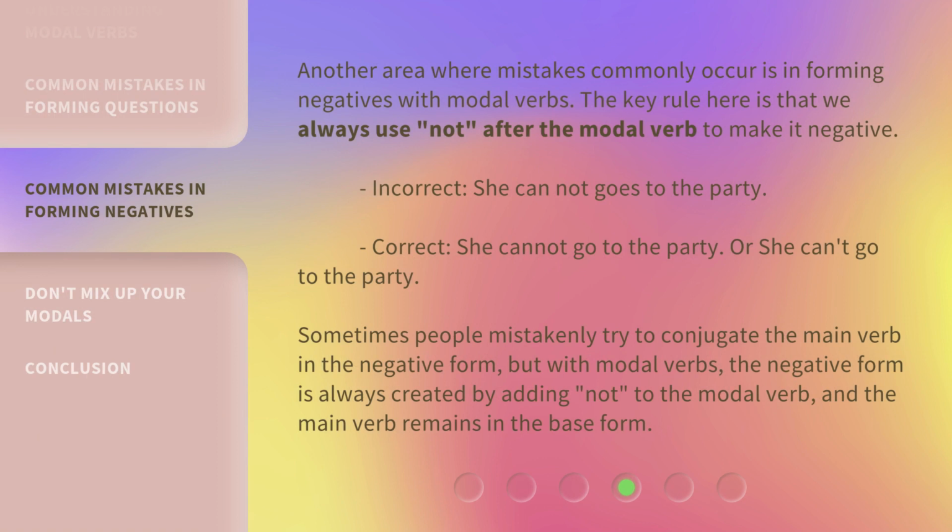Another area where mistakes commonly occur is in forming negatives with modal verbs. The key rule here is that we always use not after the modal verb to make it negative. Incorrect: she cannot goes to the party. Correct: she cannot go to the party. Or she can't go to the party. Sometimes people mistakenly try to conjugate the main verb in the negative form, but with modal verbs, the negative form is always created by adding not to the modal verb, and the main verb remains in the base form.